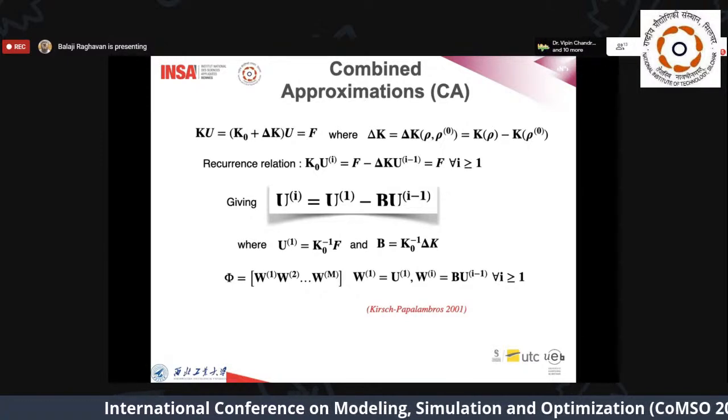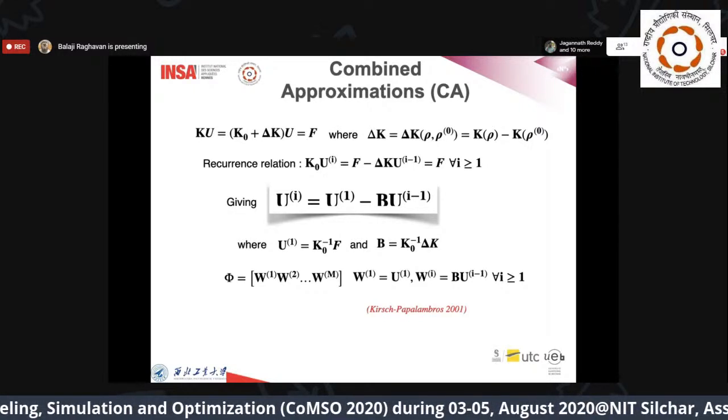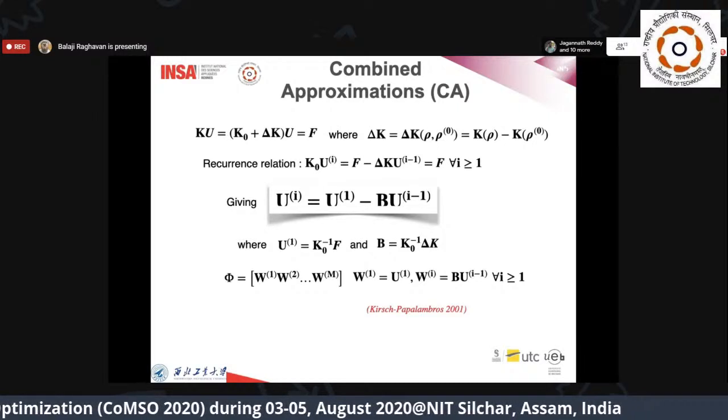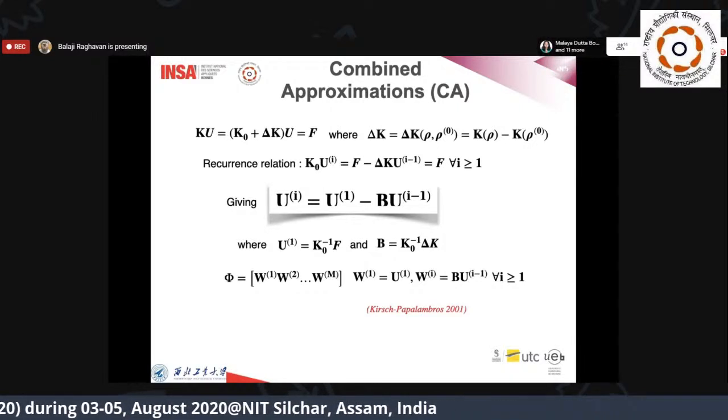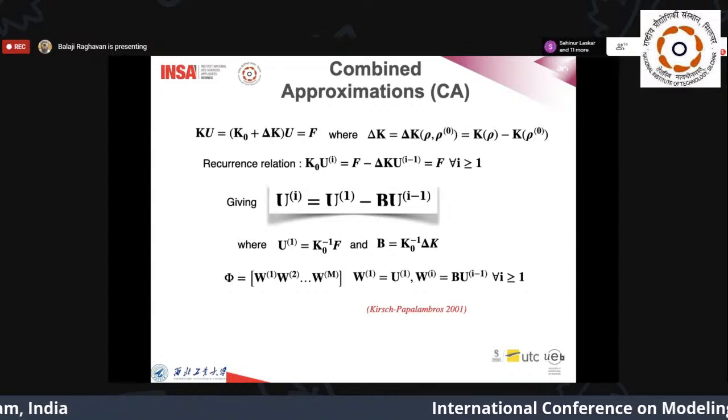So your basis is given by a set of your W vectors, which have been obtained from the displacement vectors. Now U1 has to be calculated, okay? And the whole idea is, can we generate Ui directly from U1?